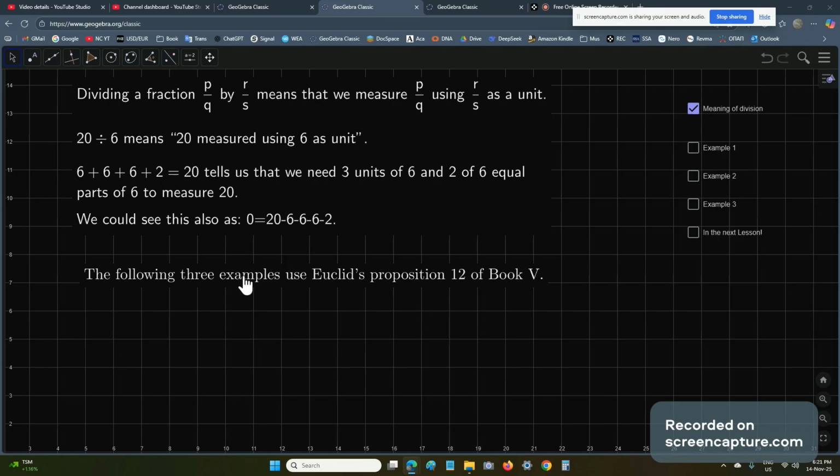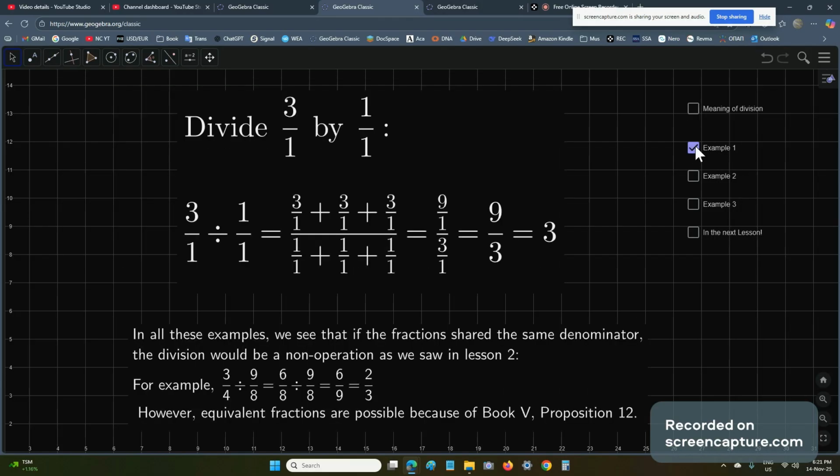The following 3 examples, example 1 through 3 here, will show you how we use Euclid's proposition 12 of book 5 to find the answers to the problem. So if we want to divide 3 by 1, they already have the same denominator, so this is essentially a non-operation because it's just 3 over 1, which is 3, right? But in book 5 proposition 12, we have this theorem that tells us if we just keep on adding the proportional antecedents and the proportional consequents, we'll get to the answer. And that's what this does.